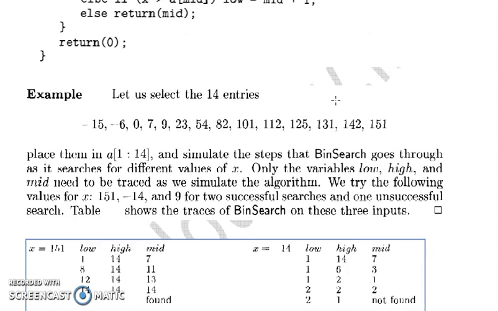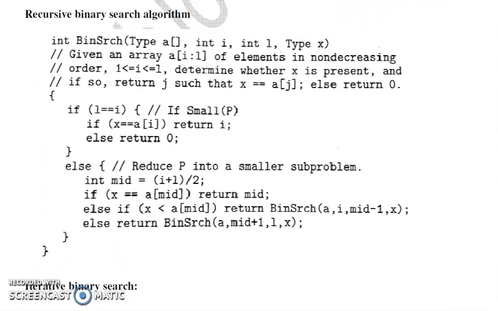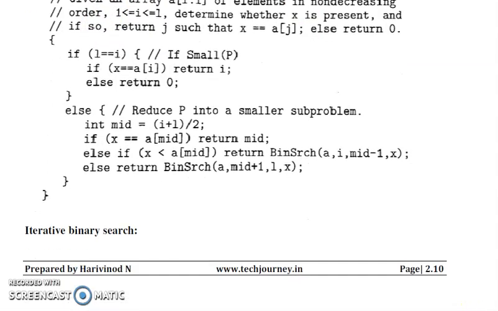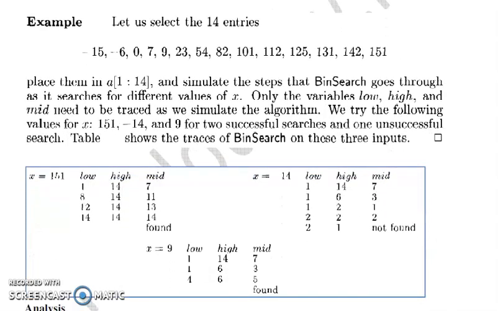So in the previous video we have seen the binary search algorithm by using the iterative method as well as the recursive method. Now in this video we will solve one example of the binary search algorithm by taking 14 entries. These are the 14 entries, all arranged in ascending order, that is in non-decreasing order. This is the first element of the list and this is the 14th, last element of the list.